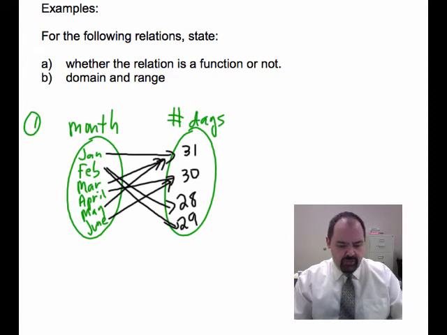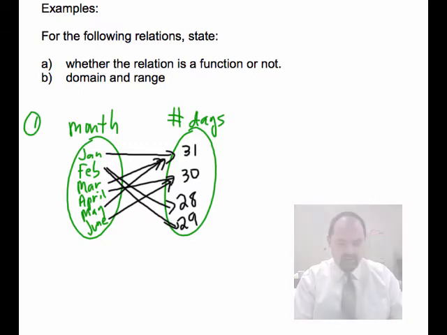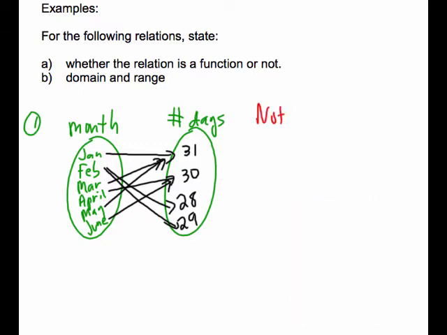Alright, in my first example, I have a connection between the month of the year and the number of days in that month. So, first of all, is this relation that I've got shown here a function or not? It is not a function, because each x value is not matched up once. You'll notice that February is matched to 28 days or 29 days, depending on whether it's a leap year. Each of the other months is matched up once, but February is not. So it's not a function.